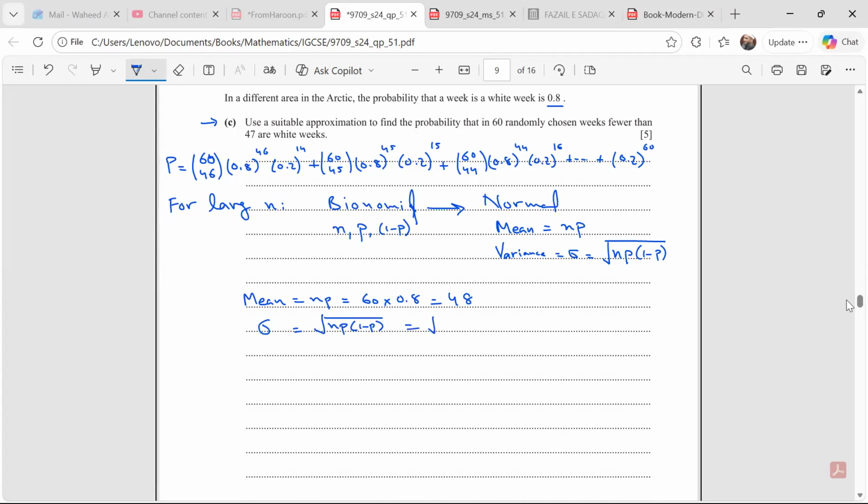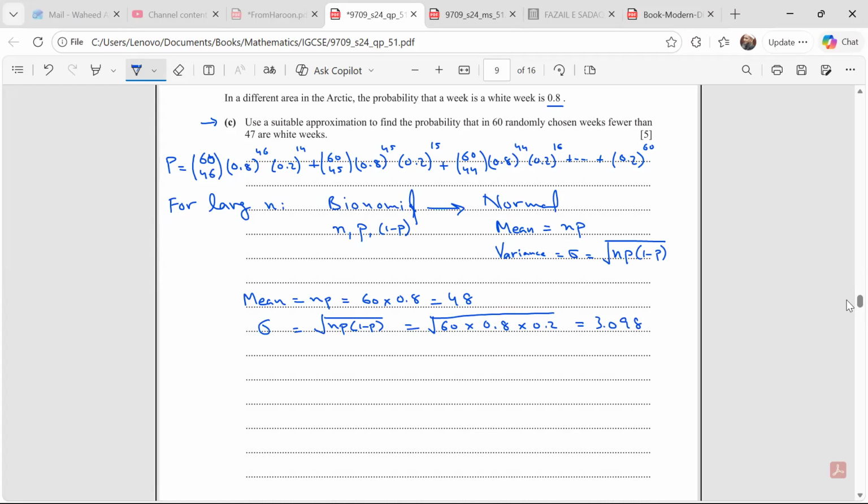So N is 60, P is 0.8, and Q, or 1 minus P, is 1.2, right? And this quantity, this number, comes out to be 3.098.